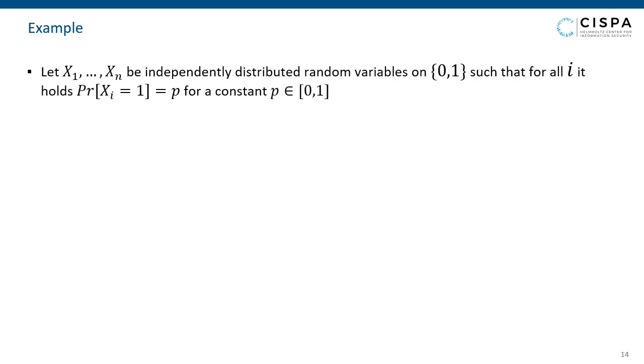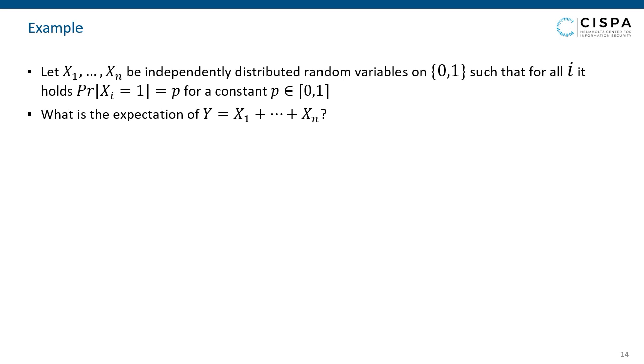So how can we use linearity of expectation? Let's just look at a quick example. Let x1 to xn be independently distributed random variables on 0, 1, such that for all i, it holds that the probability that xi equals 1 is p for a constant p between 0 and 1. So each xi is in fact a biased coin, as we've defined in the last lecture. So now what we're interested in is the expectation of the sum of xi, and we call this y.